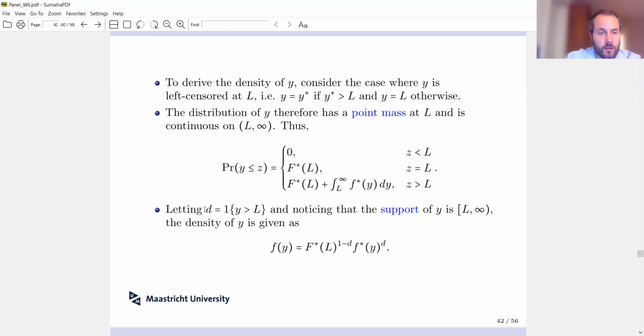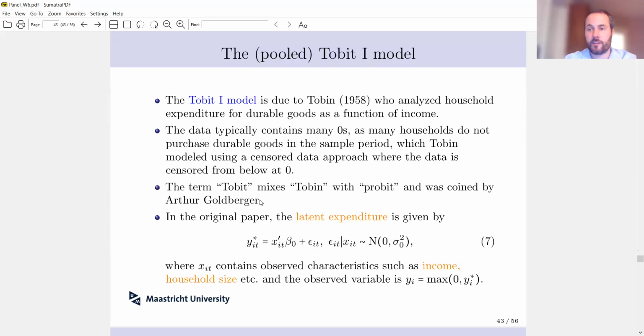Now how to write the density of y? Well, we define this indicator here. The indicator just tells us whether y is bigger than L or not. And then you can simply write it like this. That's pretty much how you would write the density. And of course, once you have the density, you can write down the likelihood. Once you have the likelihood, you can maximize stuff. And that's basically it.